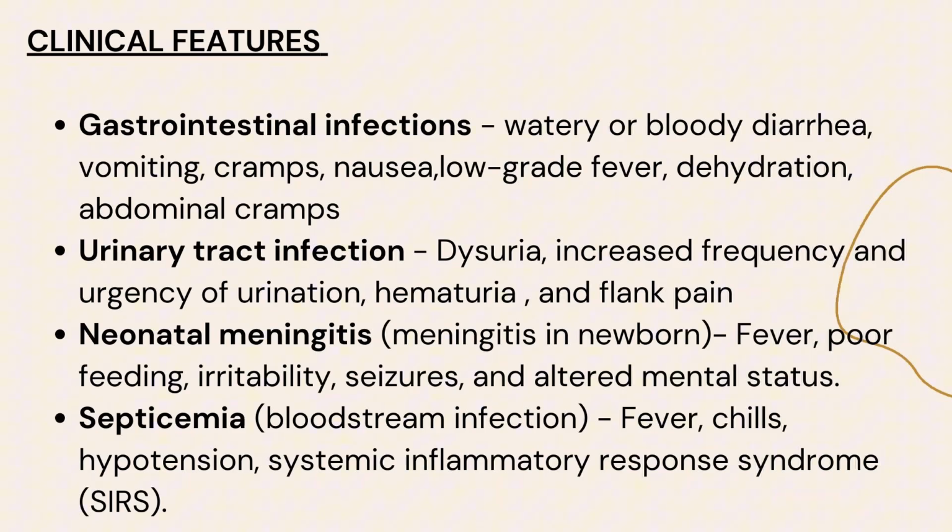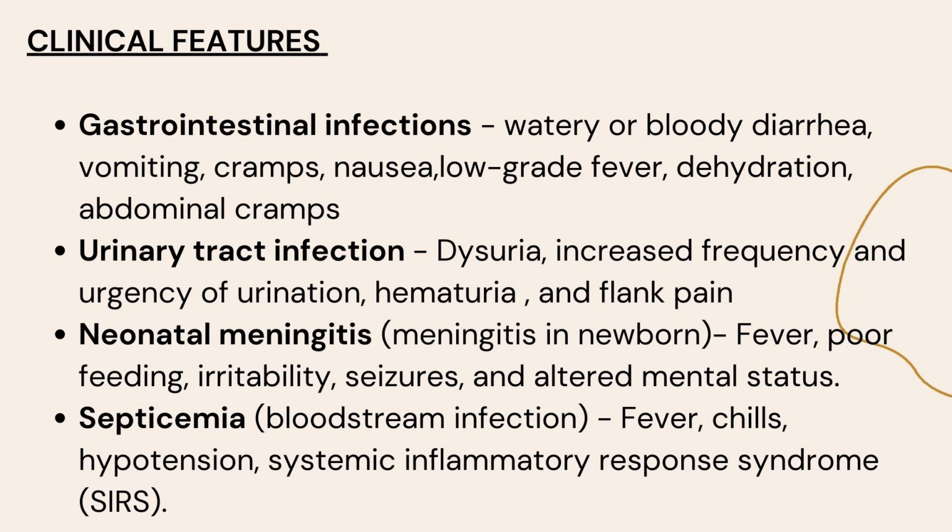Clinical features. Gastrointestinal infections. As we have already discussed, it can result in watery or bloody diarrhea, vomiting, nausea, low-grade fever, dehydration and abdominal cramps. Urinary tract infection. It can cause dysuria, that is painful urination, increased frequency and urgency to urinate, hematuria, blood in urine, and flank pain in case where kidney is involved. Neonatal meningitis. E. coli can cause meningitis in newborns. It is either acquired through birth or maternal transmission. Symptoms include fever, poor feeding, irritability, seizures, and altered mental status.